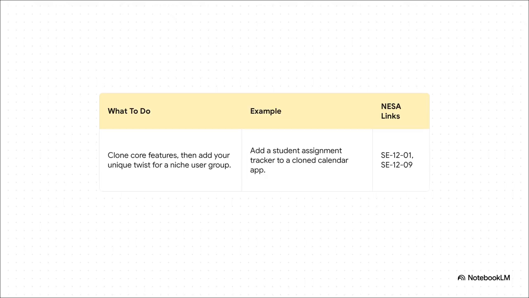Now, Phase 3 is where your own innovation really shines through. Adapt and tweak. You see, you're not just rebuilding Google Calendar brick for brick. You're taking its proven, solid event creation system, and then you're adding your unique twist. Maybe it's a built-in assignment tracker specifically for students. This is how you go from being just a clone to creating something genuinely new and valuable.